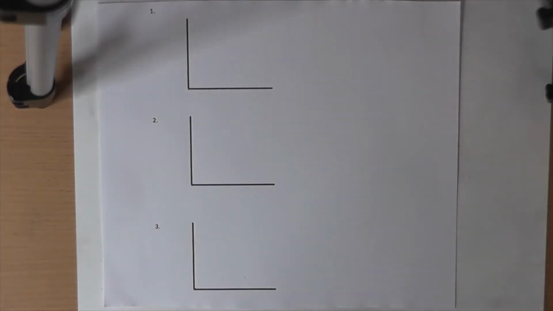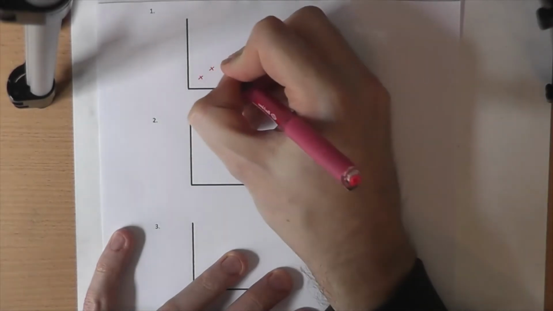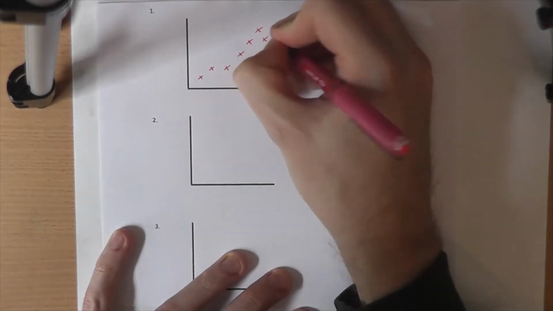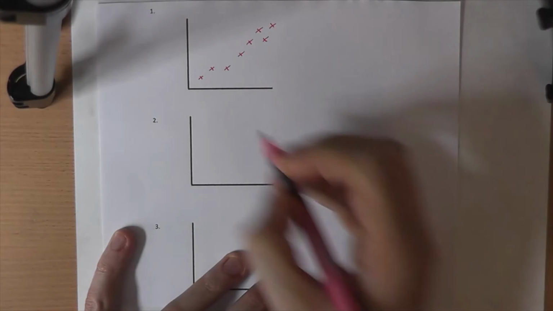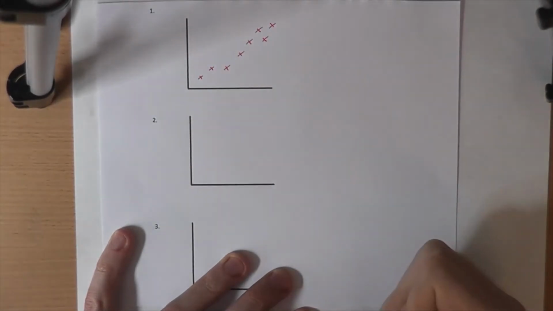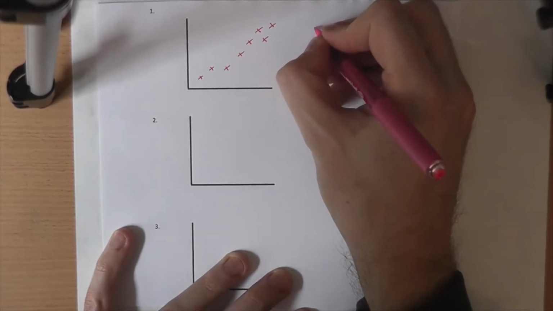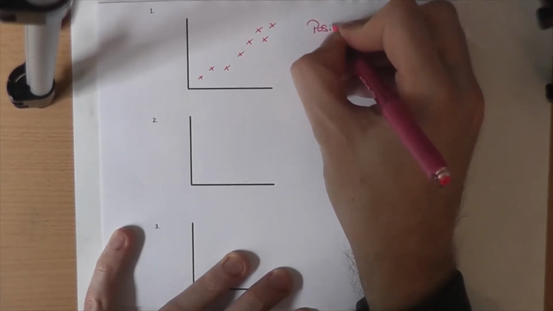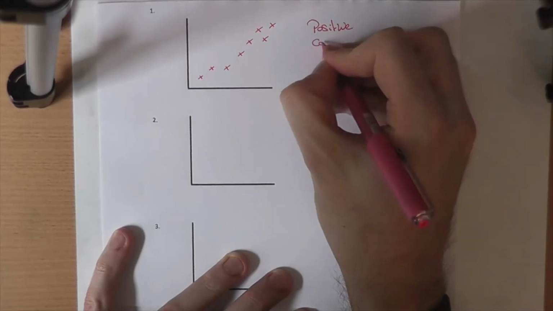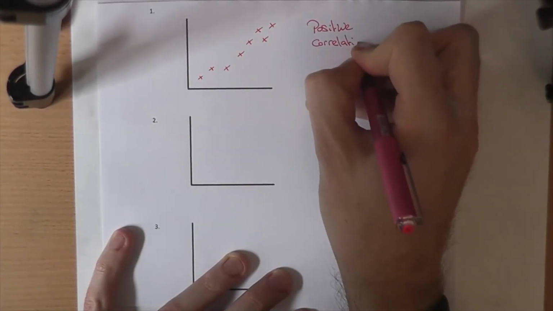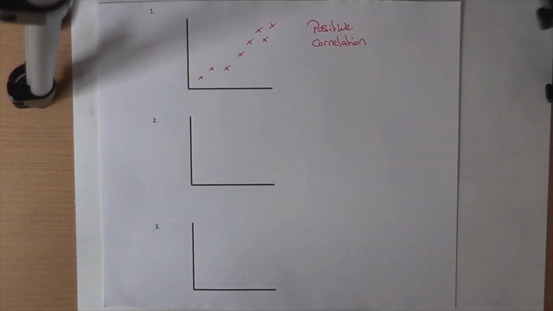Okay, so there are three types of correlation that we need to be aware of. Three types of links between data. The first is one we've already seen, where the data will look a little bit like this. A general upward trend in the data. As one increases, the other increases as well. And that is a positive correlation. A general upward trend. As one piece of data increases, the other one also increases.